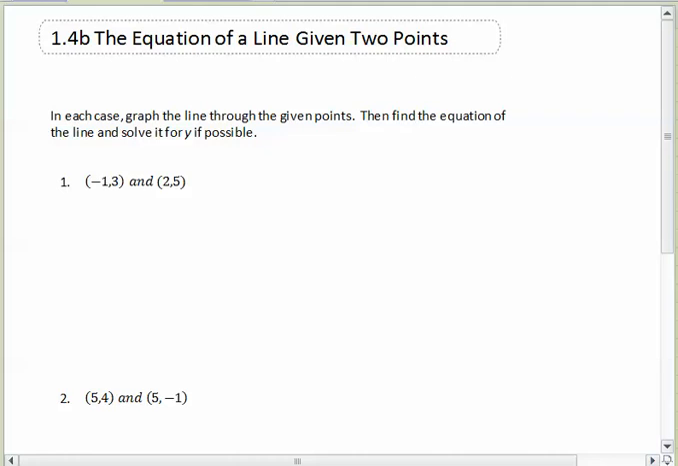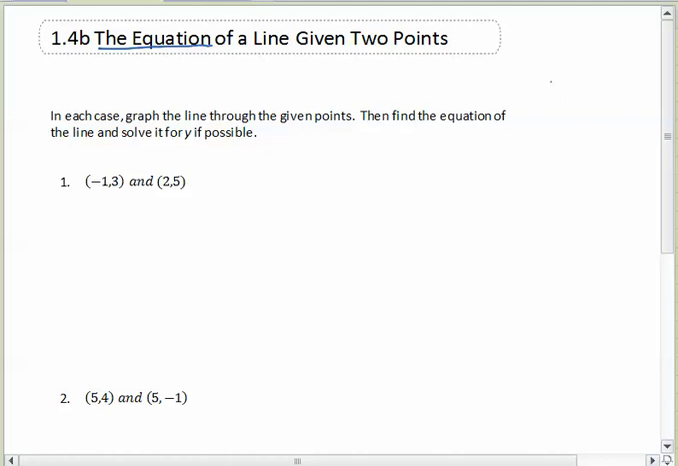Alright, in the last video we looked at finding the slope between 2 points, and now we're going to look at the equation of a line when we're given 2 points. So we actually need two things to write an equation of a line. We need a point that it goes through, basically to anchor it, and we also need the slope, the slant of it.